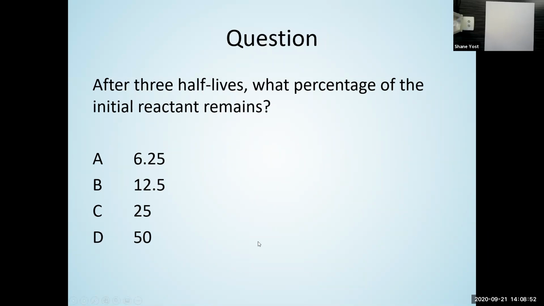For part a, I guess they don't specifically state here, but let's consider only a first order. Oh, actually, no, this is not asking time. So this works for any of them. After 3 half-lives, what percentage of the initial reactant remains? It's going to be 6.25%, 12.5, 25, or 50, after 3 half-lives have occurred.